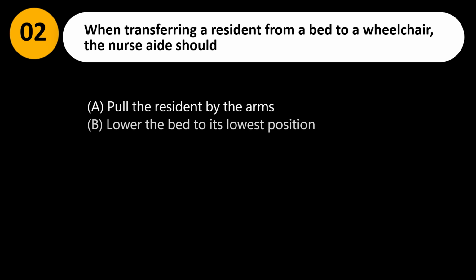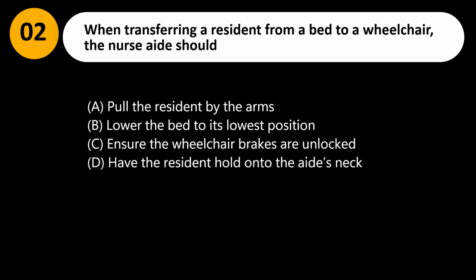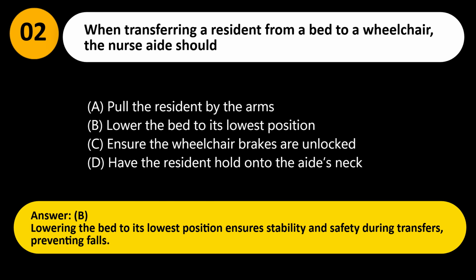When transferring a resident from a bed to a wheelchair, the nurse aide should: A. Pull the resident by the arms. B. Lower the bed to its lowest position. C. Ensure the wheelchair brakes are unlocked. D. Have the resident hold on to the aide's neck. Answer: B. Lowering the bed to its lowest position ensures stability and safety during transfers, preventing falls.